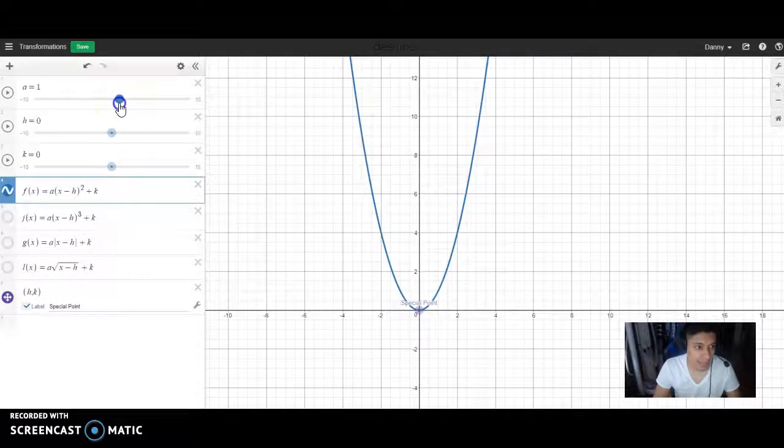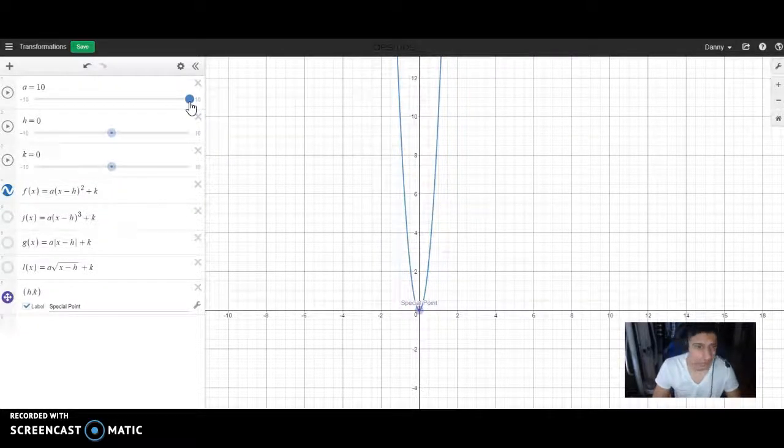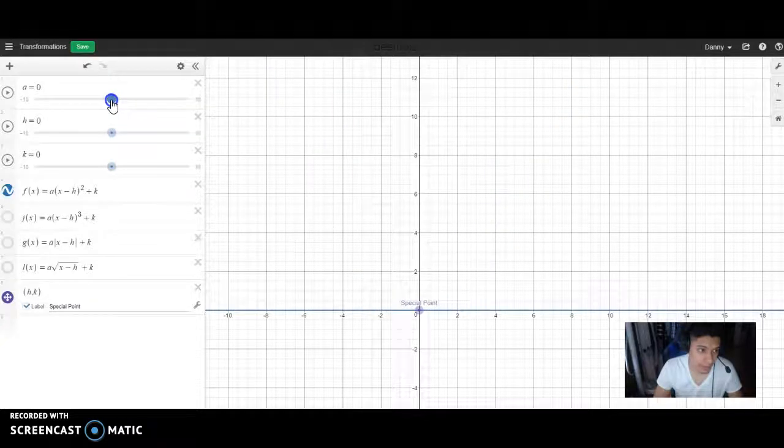So if I make A a big number, what happens is that it shrinks. Well, what actually happens is that it increases much faster, making it look like it's shrinking, but really what's happening is that it's going up so fast that it looks like it's getting skinnier. Now, if I make A 0, it just becomes a line.